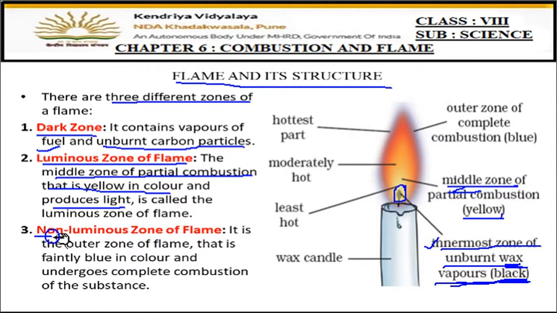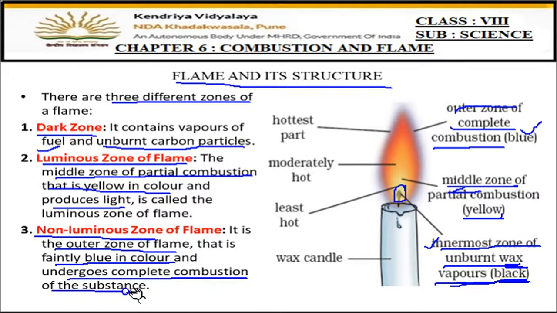And then the last one is the non-luminous zone. Non-luminous means it does not produce light. It is the outer zone of the flame, and here complete combustion is present. Complete burning of the fuel occurs in this zone, and it shows a blue color. So it is the outermost zone that is faintly blue in color and undergoes complete combustion.